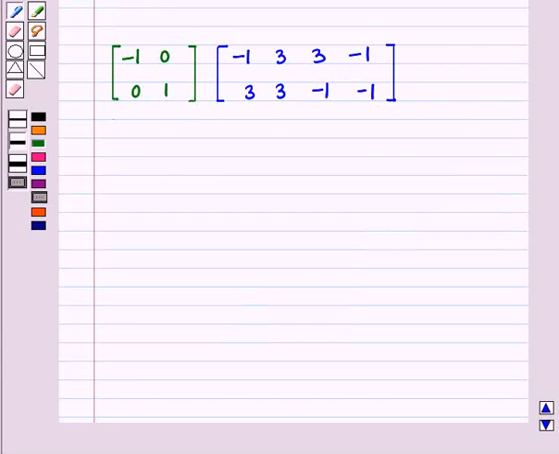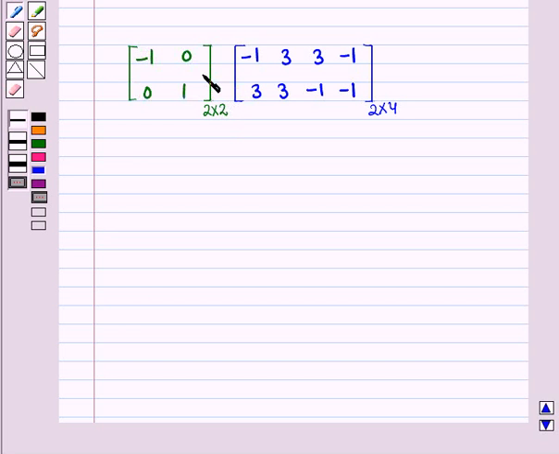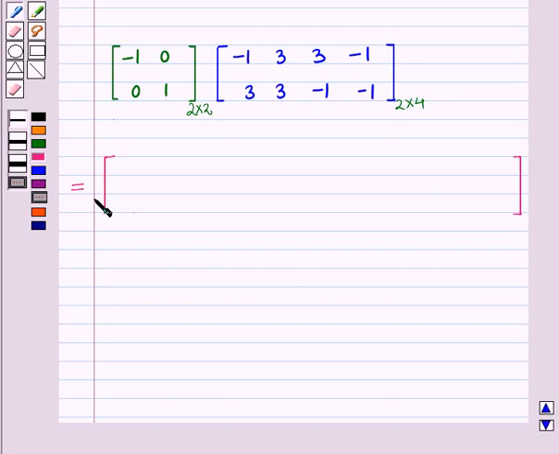Now let us find the product of this 2×2 matrix and this vertex matrix. Now this is a 2×2 matrix and the vertex matrix has 2 rows and 4 columns. So it is a 2×4 matrix. Now here, number of columns of this square matrix is equal to number of rows of this vertex matrix. So this product is defined and the resulting matrix will be of order 2×4. Now for obtaining the elements of the product matrix, we multiply the elements of each row of this first matrix by the corresponding elements of each column of the second matrix, that is the vertex matrix.